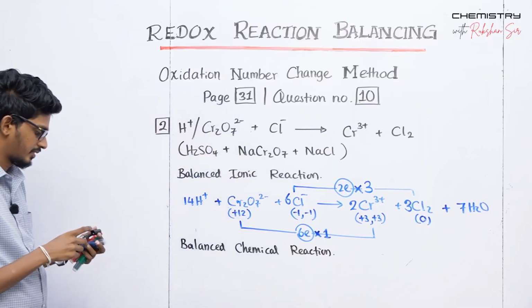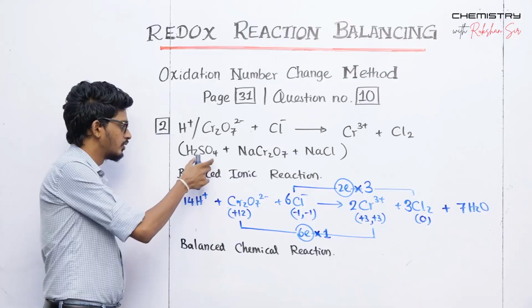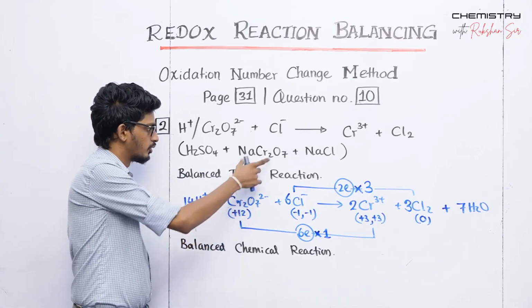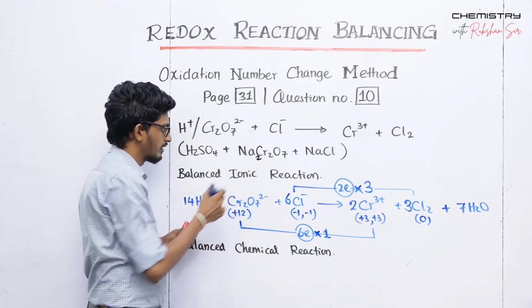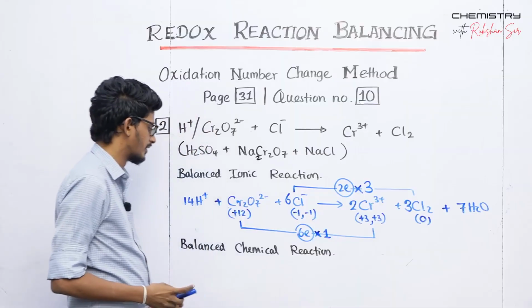Balanced chemical reaction, right? So to provide the H pluses, they have given you the H2SO4. To provide the dichromates, they have given you sodium dichromate, Na2Cr2O7, right? So to provide the Cl- ions, they have given you NaCl. Let's try to balance, right?